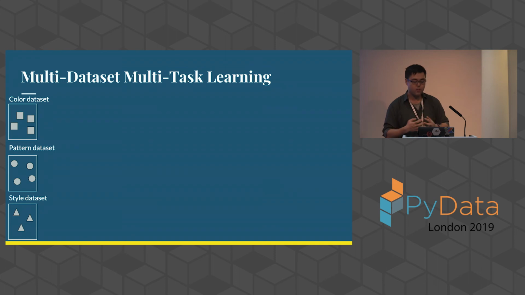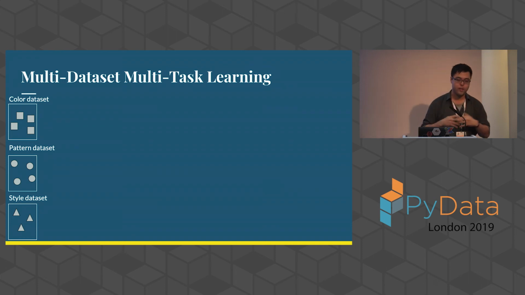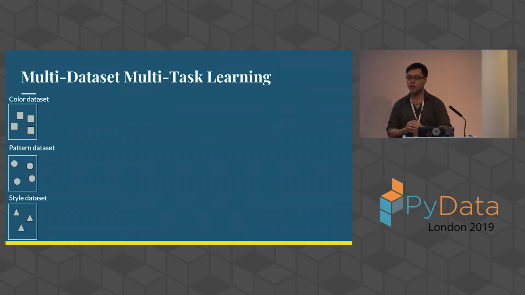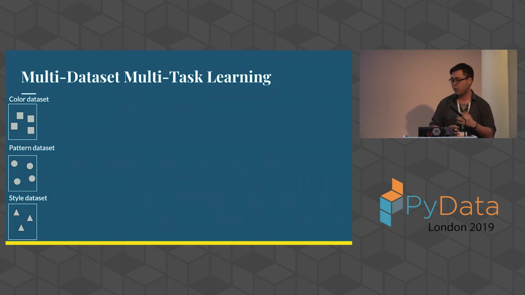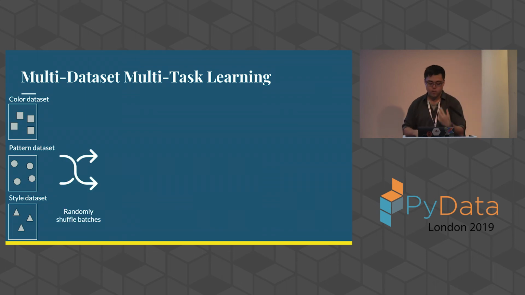So when we start, say we are doing a 3-task problem, and we have 3 data sets: color, pattern, and style. We can go ahead and pre-process and prepare these with whatever makes the most sense for the framework that you're using, so building your data loaders or data generators respectively. Once these are built, you can shuffle the batches randomly.